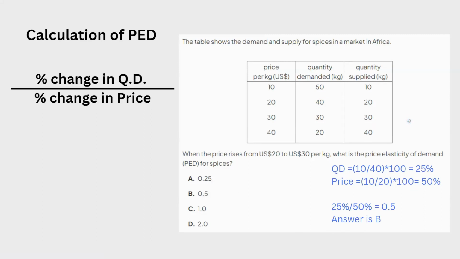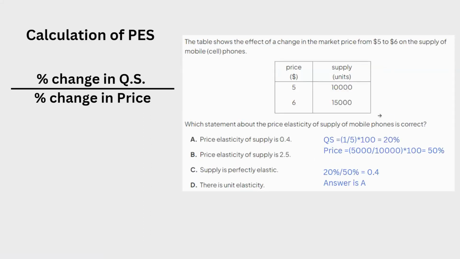So let's go on to the next calculation. Next is price elasticity of supply. It's the same formula. It's just that instead of QD, we have QS. So it's percentage change in quantity supplied divided by percentage change in price. It's pretty much similar. It's just that instead of demand, you'll have supply. So let's go on to the question.